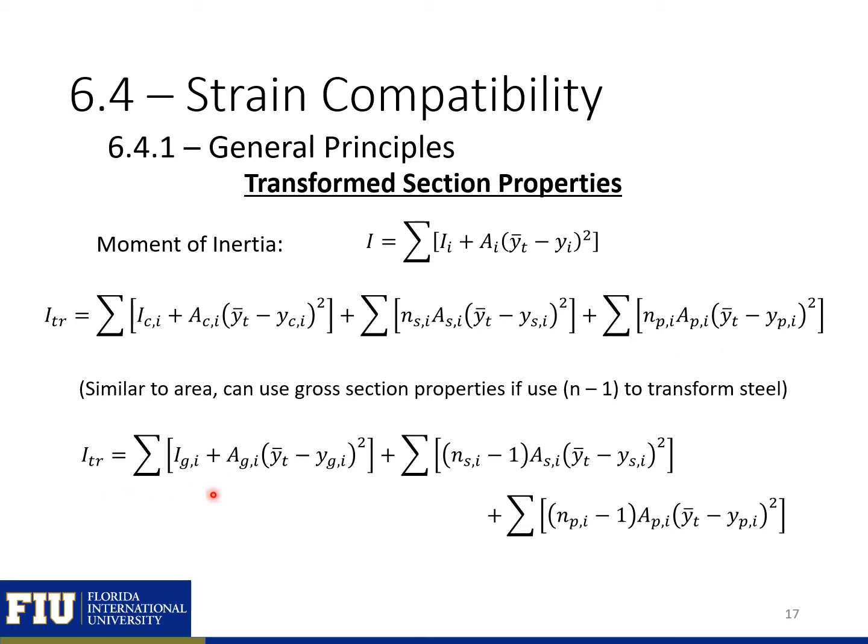We can do the same thing that we did for our transformed area and use our gross section properties just to make it easier on ourselves when we're given the gross section properties, again by using n minus 1 times the steel area and n minus 1 times the pre-stressed area. So you can see here, this will be the equation that we will use moving forward.